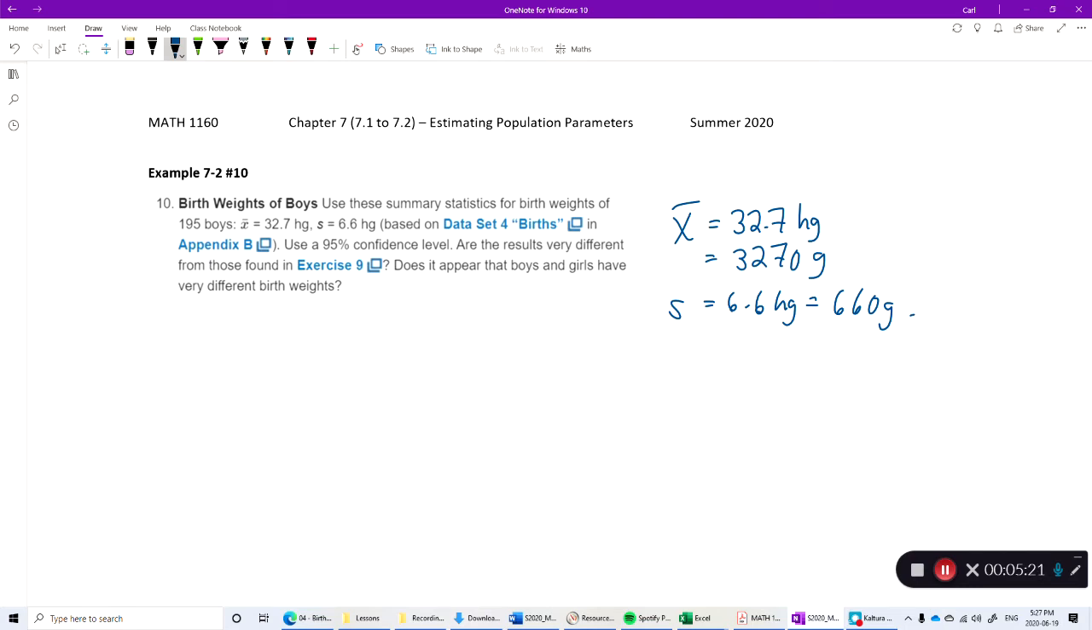Okay, Hg. Who's ever heard of that? Maybe it's normal in medical things, but I've never used that.